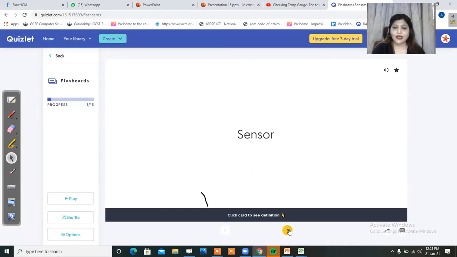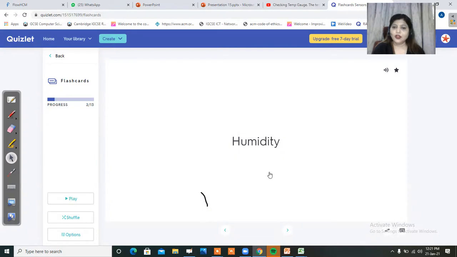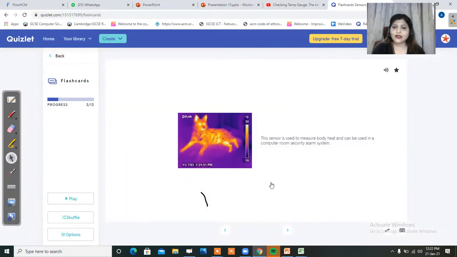Next, this sensor is used to measure water vapor in air and can be used at a weather station. So what is it? Humidity sensor. Correct. Next, this sensor is used to measure body heat and can be used in a computer room security alarm system.